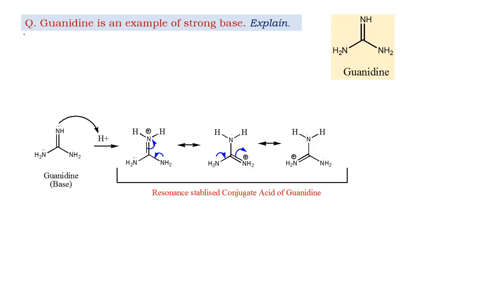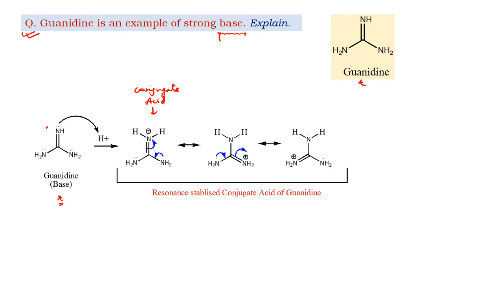On the contrary, a few of the questions can be asked with respect to the basic nature of some molecules. Let's take the example of guanidine. Guanidine is a very interesting molecule where you find three nitrogen atoms. If either of the nitrogens gets protonated, you will get the conjugate acid. This is the conjugate acid of guanidine, and you are observing that the conjugate acid of guanidine can be easily stabilized with the resonance.